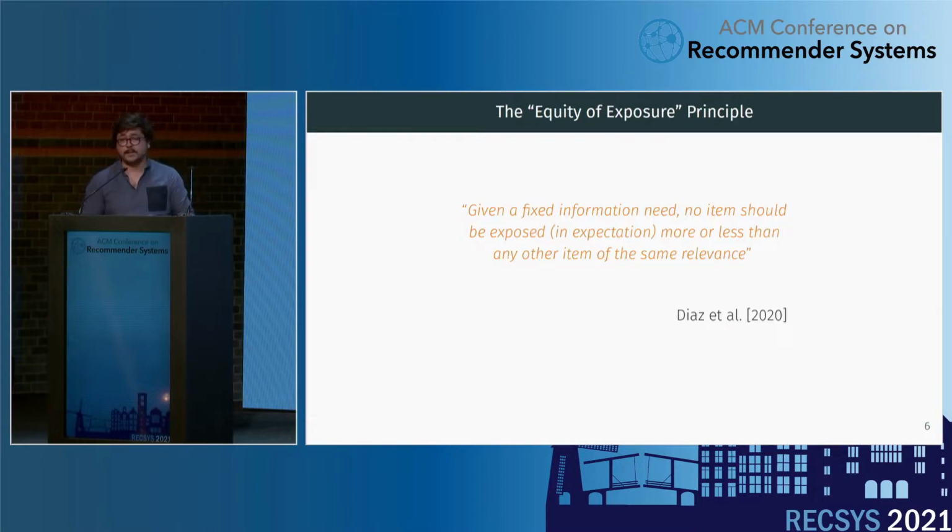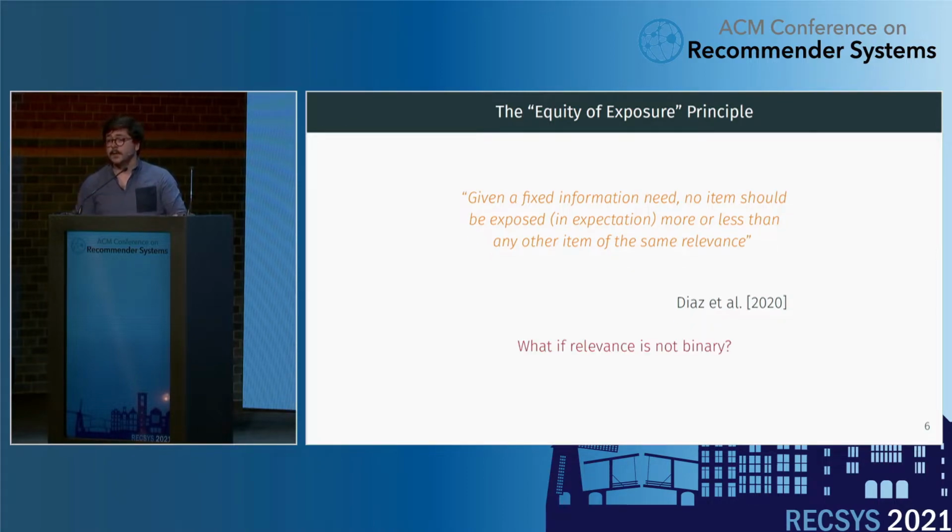We are certainly not the first people to think about this. There was a great paper at CIKM last year which proposed the principle of equity of exposure. They say that given a fixed information need, there is no item that should be getting more or less exposure than the other items of the same relevance. But the main problem here is that they assume that you have a binary label, being some items are relevant and some are not. But that's not the case with us, because it's just a random variable, and there's some probability that a certain item is going to be found relevant.